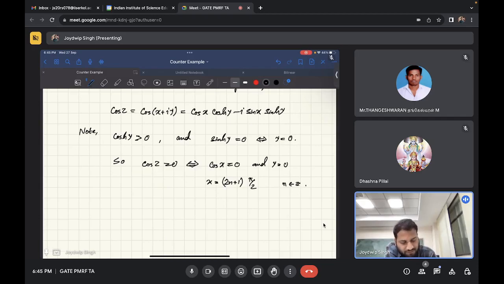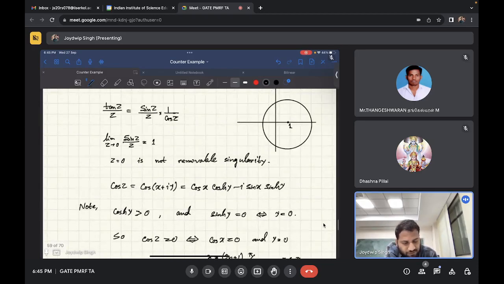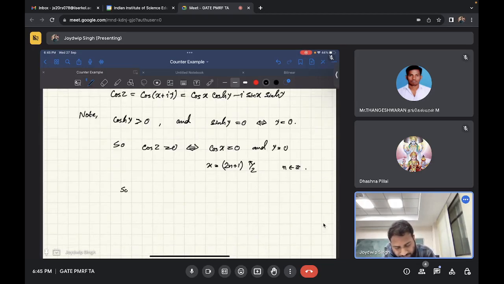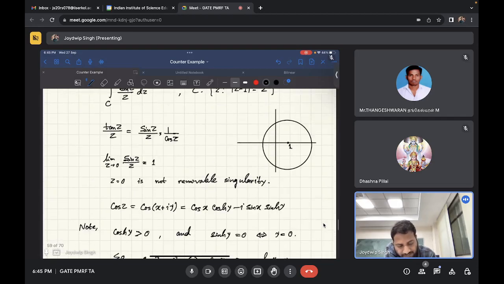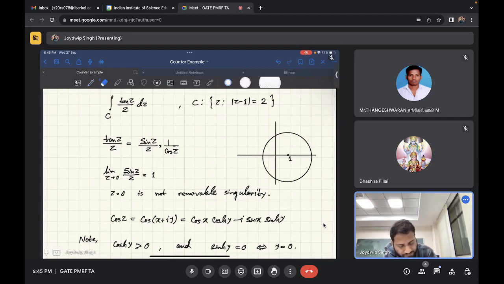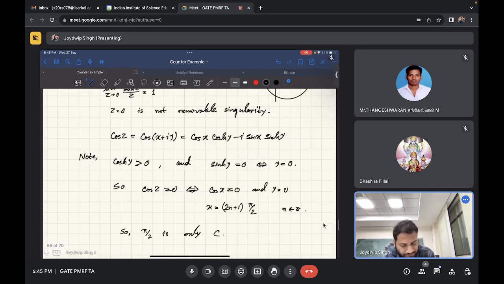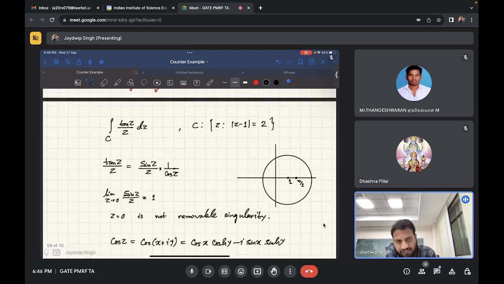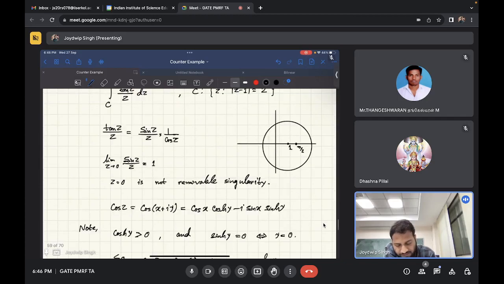Yeah. So now which values are lying inside this contour? So you can see that pi by 2 is the only singularity. So pi by 2 is the only one inside C. So the only singularity is at pi by 2. Minus pi by 2 is not inside this contour. So you have to then, by Cauchy's residue theorem, this will be 2 pi i times the residue at the point pi by 2.